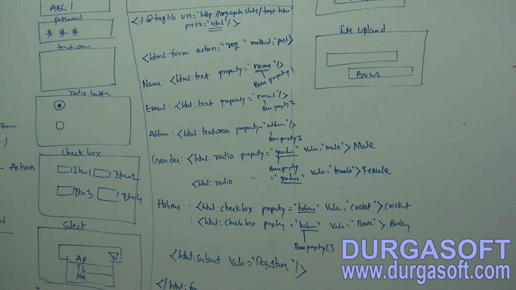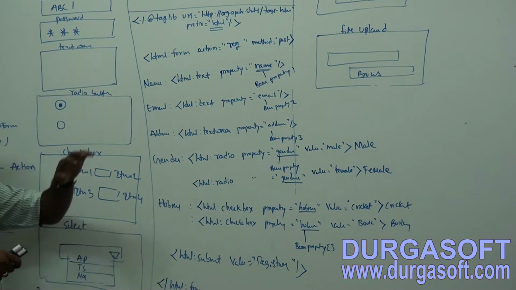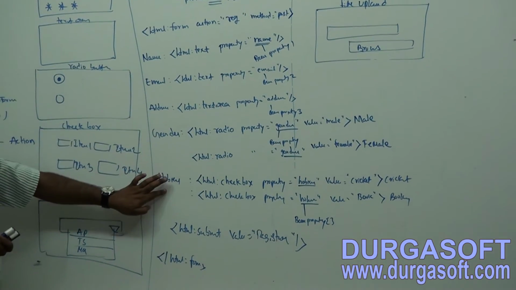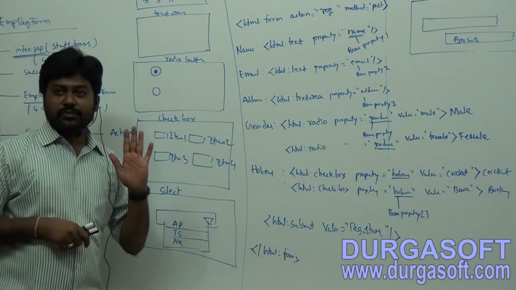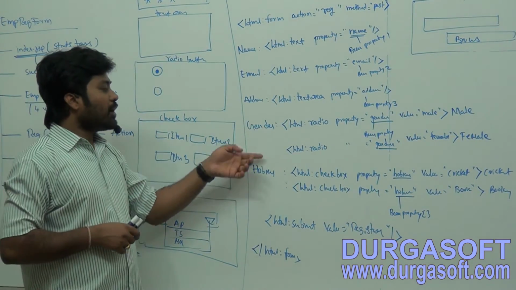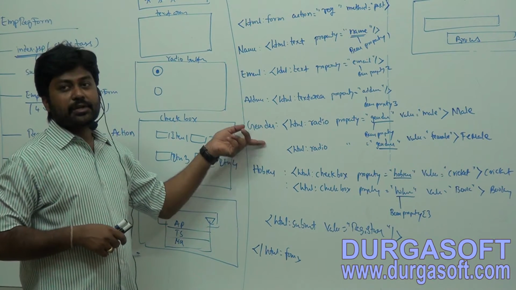And for this bean, how many bean properties are required? 1, 2, 3, 4, 5. So 5 bean properties we require, and the first 4 are simple strings.